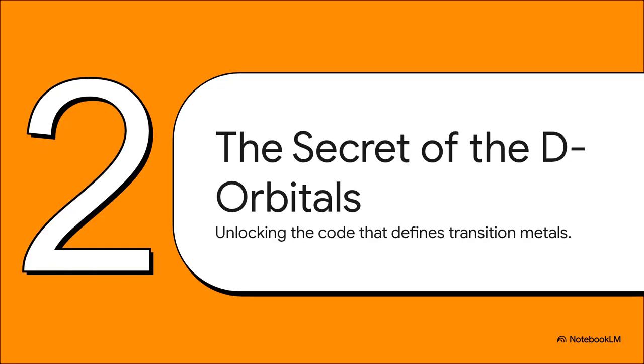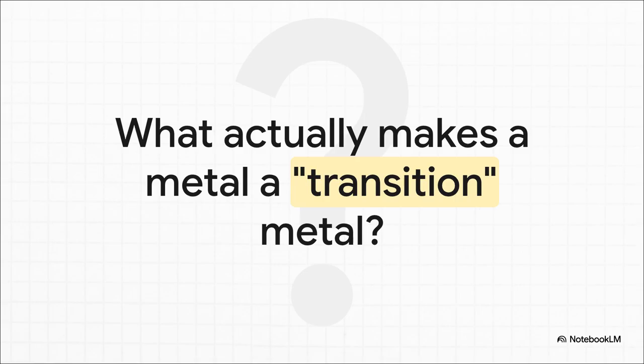All right, now we're getting to the core of it. The secret of the d orbitals. Seriously, if you understand this one thing, it's like having a master key. It unlocks why these metals behave in all the weird and wonderful ways they do. Which of course leads to the big question, right? We throw this term transition metal around all the time. But what does it actually mean? Like, what's the official rule that gets you into this exclusive club?